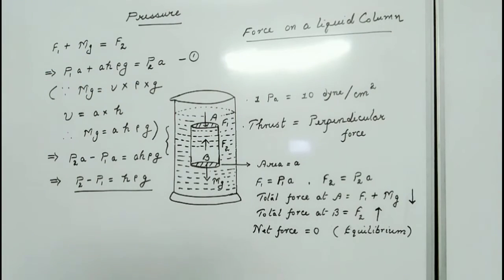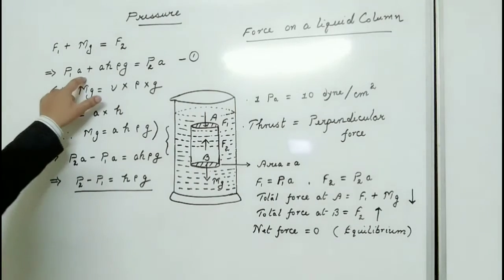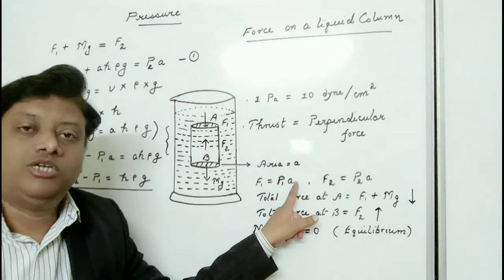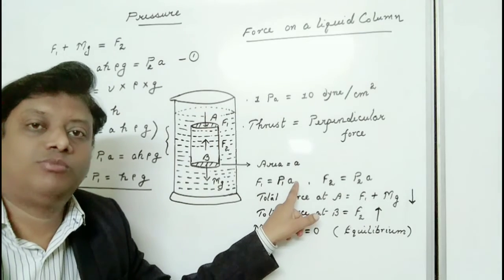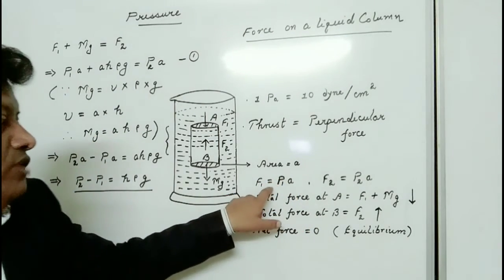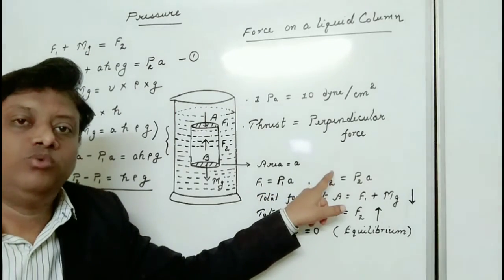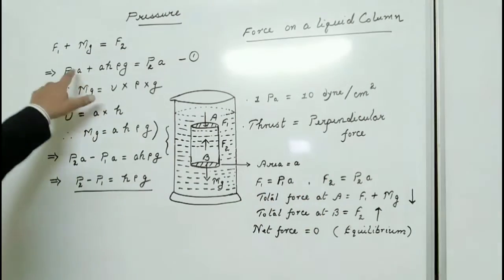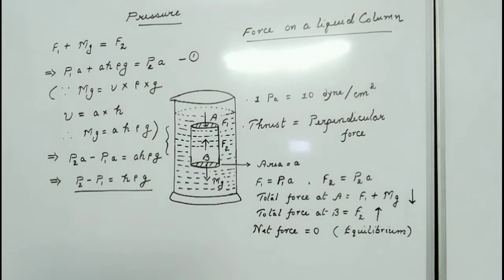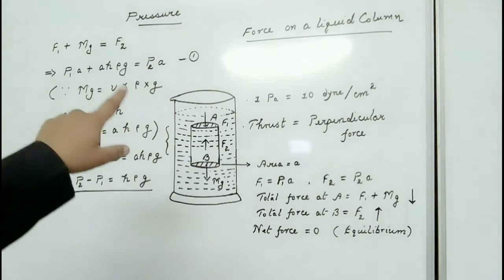Now we are putting in the values. F1 equal to P1A. How do we write F1 equal to P1A? By the formula of pressure: pressure equals force upon area, so force equals pressure into area. From here, F1 equals P1A and F2 equals P2A. These values we are putting in this expression. So we have P1A plus AH rho G equal to P2A.